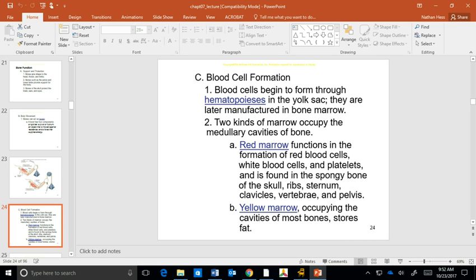And inside the marrow, inside that medullary cavity of the long bones, you have two kinds of marrow, red marrow and yellow marrow. The red marrow helps to make what? Blood cells, right? And there are lots of kinds of blood cells. We have red blood cells, we have white blood cells, we have platelets.